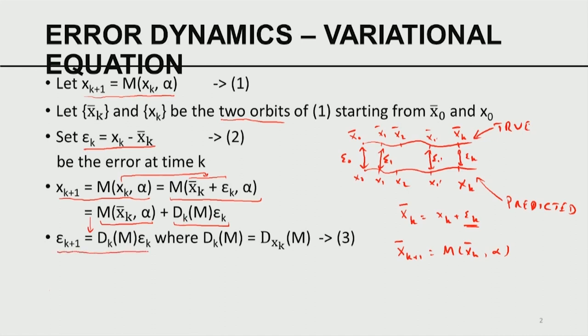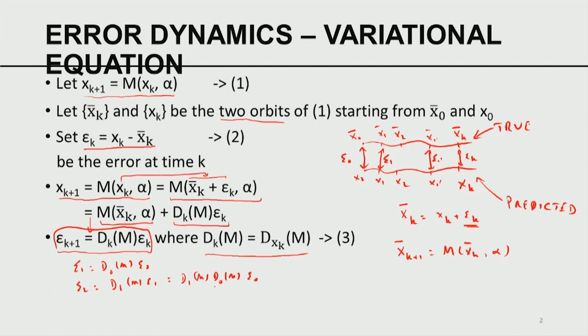So this becomes the dynamics for the evolution of the error, where D k is essentially D of x k of m. I didn't want to complicate the notation. So D of x k of m is simply D k. So what does this tell you? Epsilon 1 is equal to D 0 m epsilon 0. Epsilon 2 is equal to D 1 m epsilon 1, which is equal to D 1 m times D 0 m times epsilon naught.